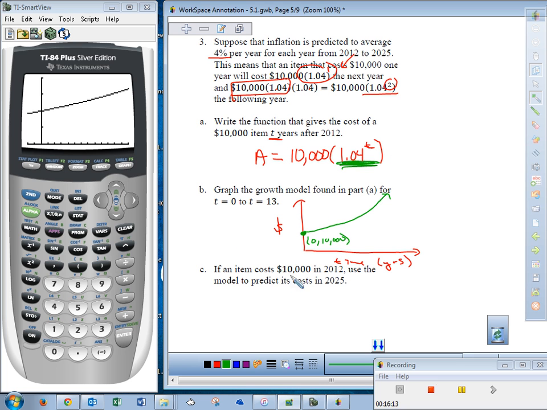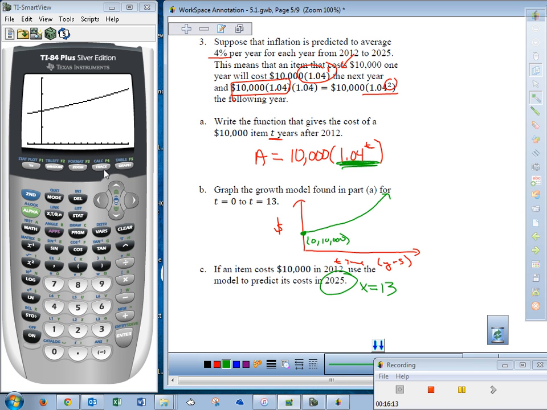It says if an item costs $10,000 in 2012, use the model to predict the cost in 2025. Cool? T is years after 2012. If we're in 2025, how many years is that after 2012? 13. I've got it right here on my calculator ready to go. Don't I want to know when x is 13? Don't they basically tell me x equals 13 in this problem? So hit trace, 13, and it'll get you the answer.